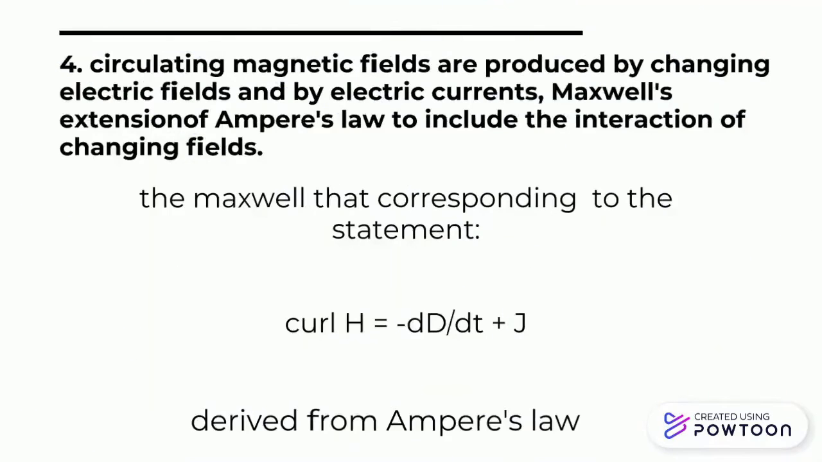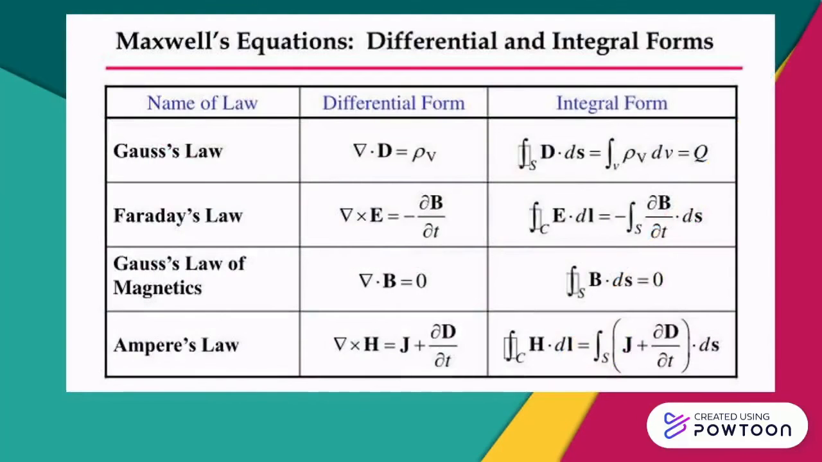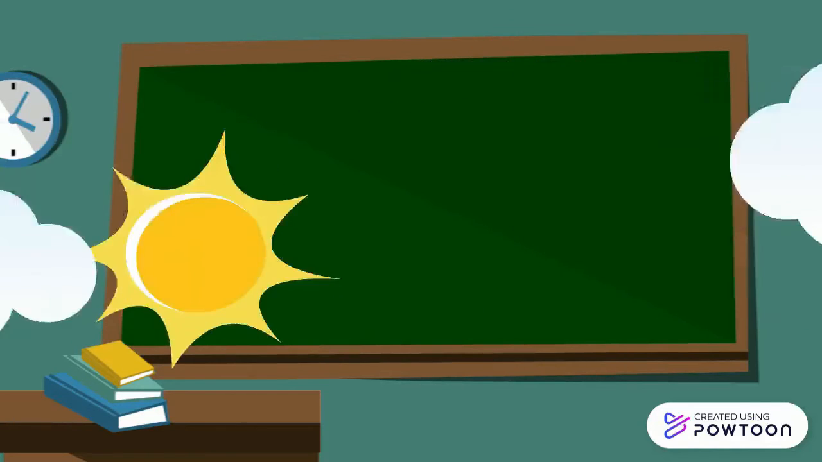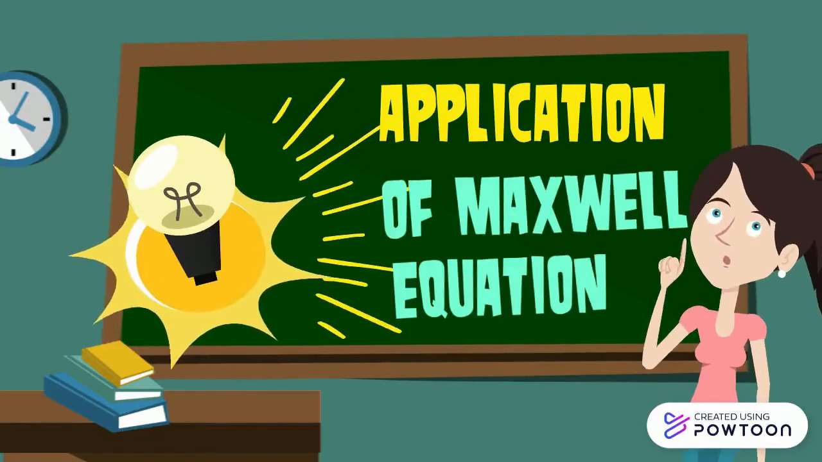Number 4. Circulating magnetic fields are produced by changing electric fields and by electric currents. Maxwell extended Ampere's law to include the interaction of changing fields. The Maxwell equation corresponds to the statement of curl H that is derived from Ampere's law. Last but not least, here is the summary of Maxwell equations in the form of differential and integral forms.